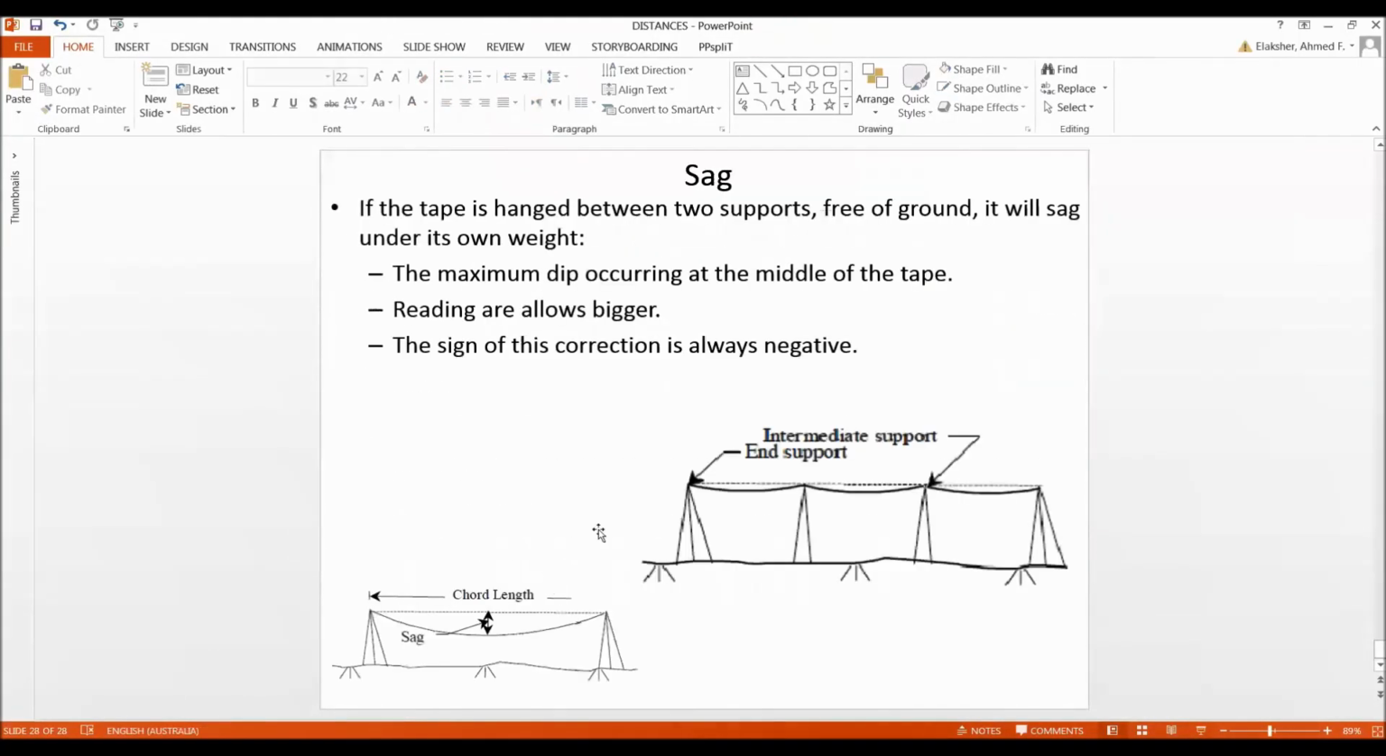The other one is sag. So if we come here, sag I think is simple to understand. You should have a tape that is like this, between, let's say, 2 points. You have point A, point B, but they happen to have a profile that looks like this.